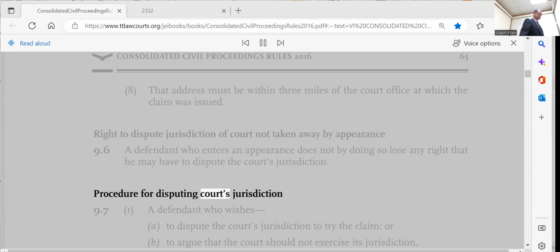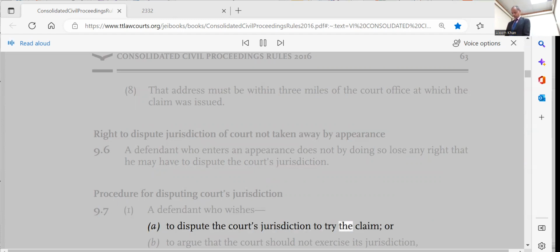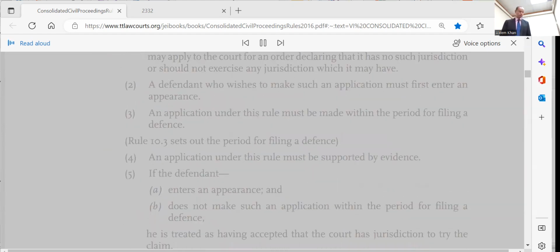Procedure for disputing court's jurisdiction. 9.7 1. A defendant who wishes (a) to dispute the court's jurisdiction to try the claim, or (b) to argue that the court should not exercise its jurisdiction, may apply to the court for an order declaring that it has no such jurisdiction or should not exercise any jurisdiction which it may have. 2. A defendant who wishes to make such an application must first enter an appearance. 3. An application under this rule must be made within the period for filing a defense.